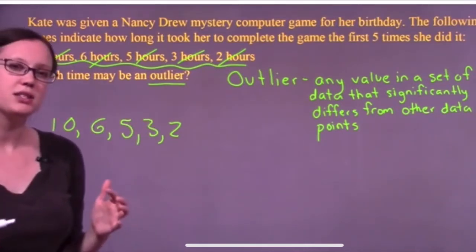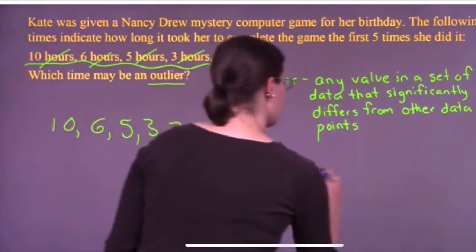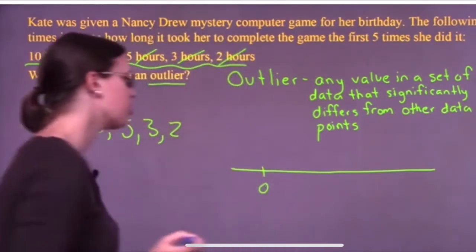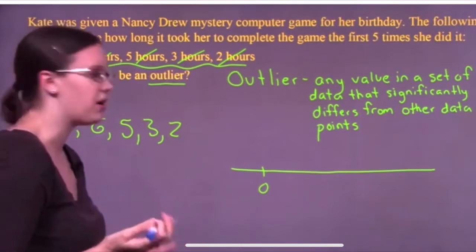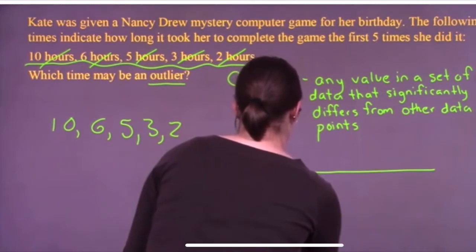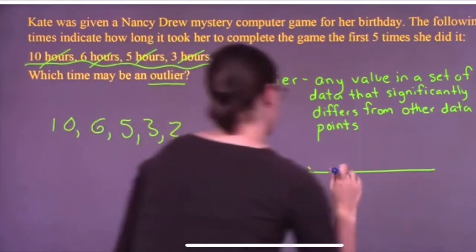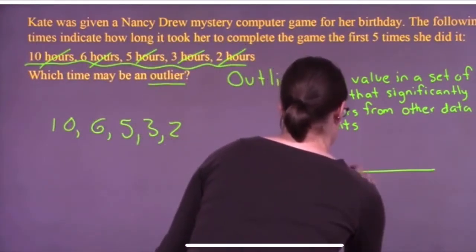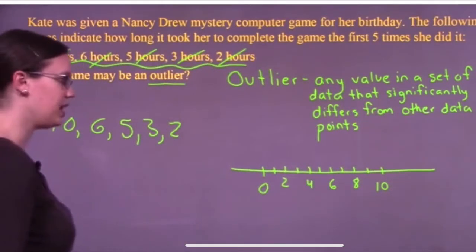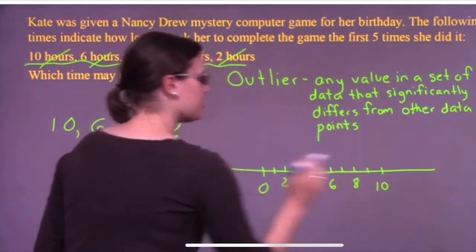Now, remember what I said earlier: to find outliers, it can be easier if we do a number line. So let's draw a number line, and we're going to put our 0 here. We want to make sure that we do this as neatly as possible. You can see I'm doing a line for each point. Every second point is a 2, so we have 1, 2, 4, 6, 8, 10.